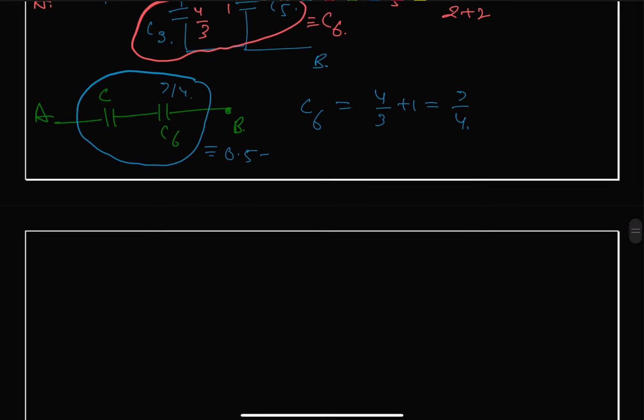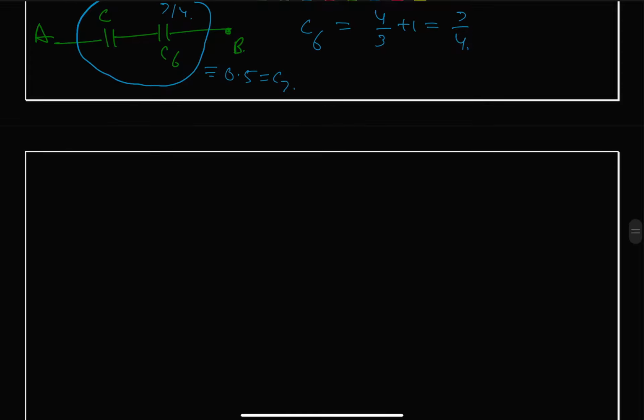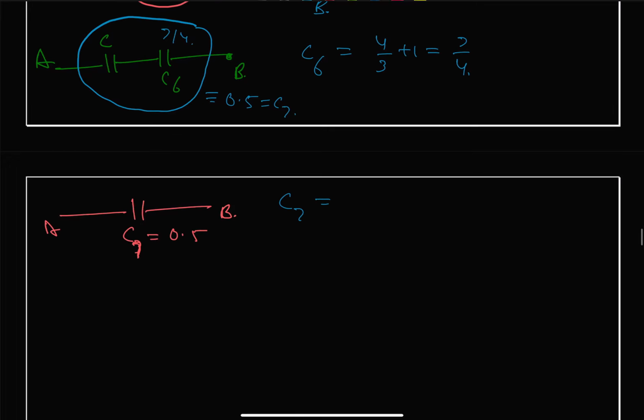Let us suppose this is our C7. So we can just draw one capacitor now. Its value will be our C7, and it is given as 0.5. This is between A and B. So we can say our C7 is equal to, this will be C multiplied by C6, both in series, divided by C plus C6.